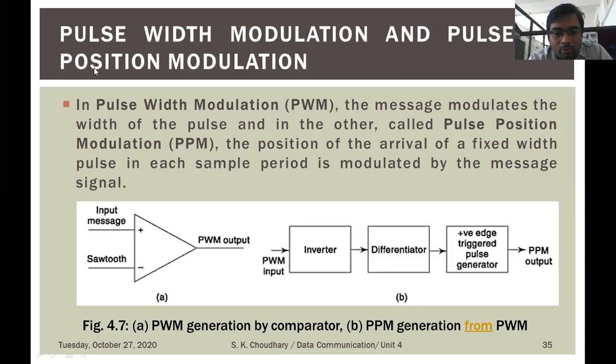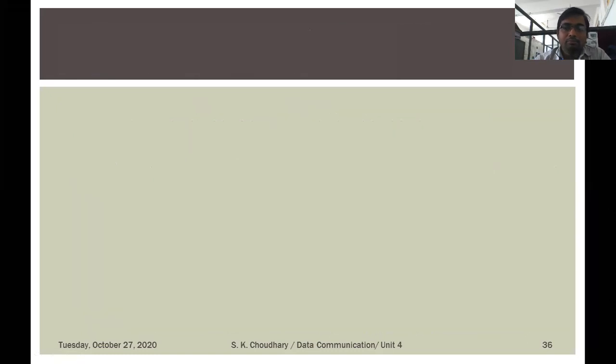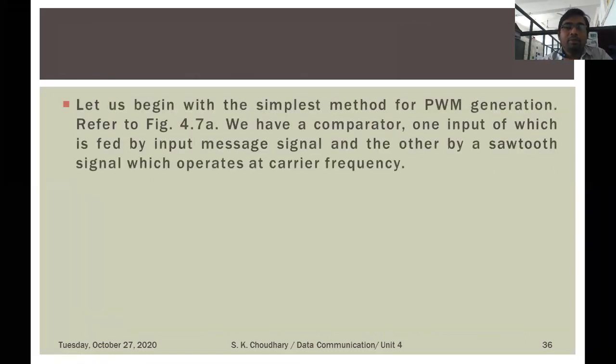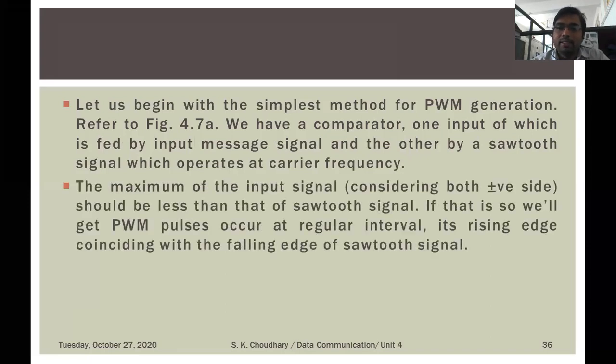First of all, we will observe how to generate the pulse width modulated signal with the help of this comparator, and with the help of the waveforms we will try to understand the concept. Okay, so we start with the simplest method to generate the pulse width modulation. Here we simply use one comparator. One input is fed the input message signal, and there is a sawtooth signal which operates at the carrier frequency.